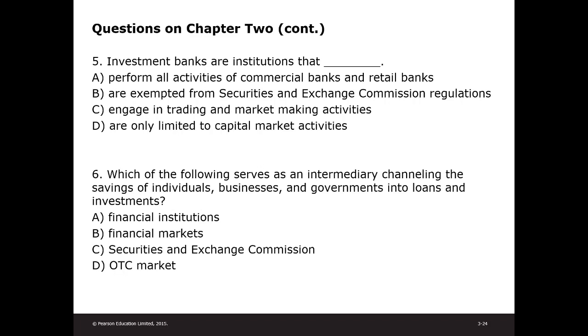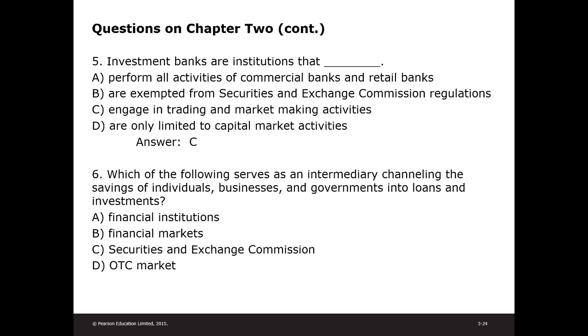Investment banks are institutions that perform all activities of commercial banks and retail banks. Of course not. Investment banks are different entities than commercial banks and retail banks. So this is not the true one. B, investment banks are institutions that are exempt from Securities and Exchange Commission regulations. No, that's not true. C, engage in trading and market making activities. That's true. D, are only limited to capital market activities. That's not true. So the answer will be C.